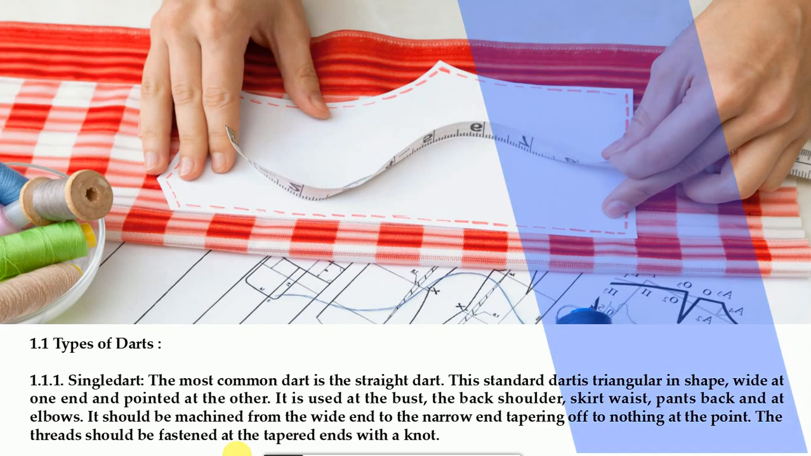Types of darts. 1.1.1 Single dart. The most common dart is the straight dart. This standard dart is triangular in shape, wide at one end and pointed at the other. It is used at the bust, the back shoulder, skirt waist, pants back and at elbows. It should be machined from the wide end to the narrow end, tapering off to nothing at the point. The threads should be fastened at the tapered ends with a knot.